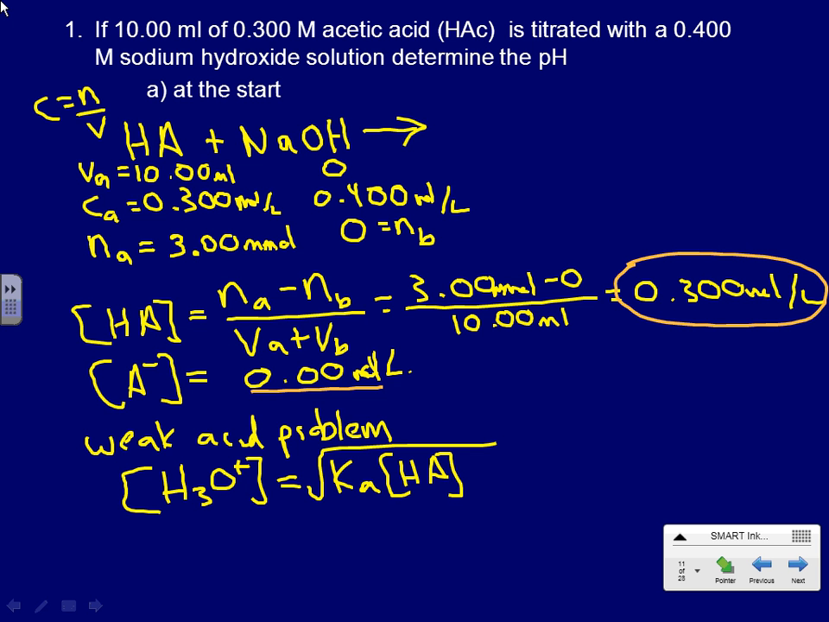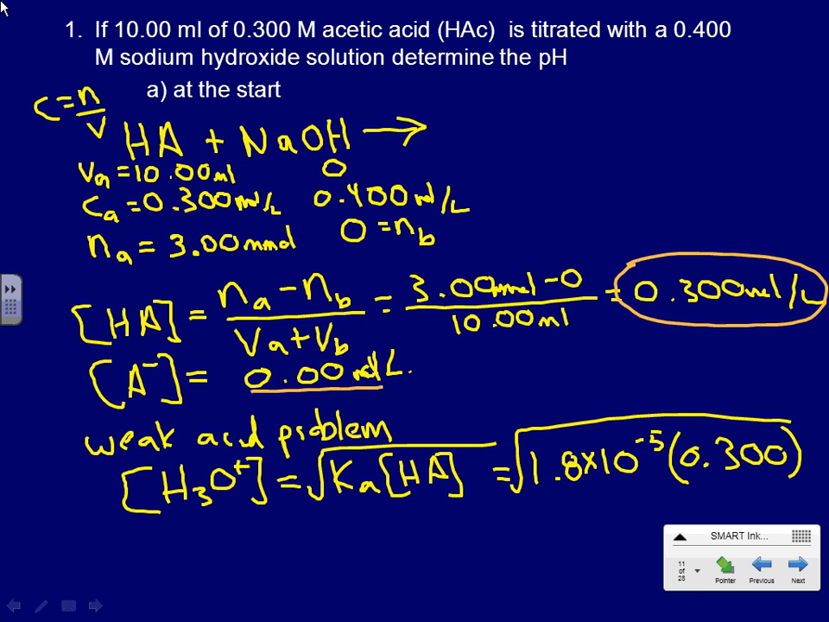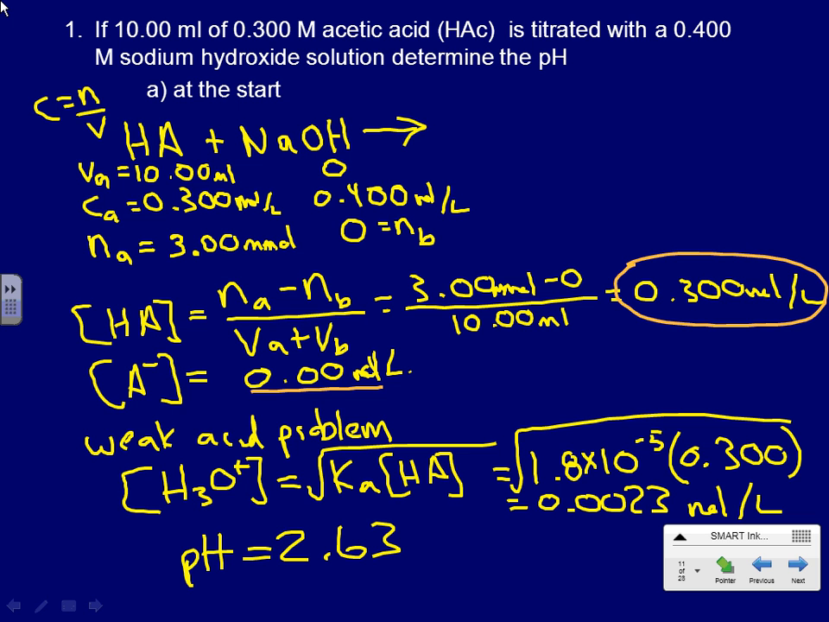So because it's a weak acid and there's nothing else in the water, I'm going to use the weak acid equation. The Ka for acetic acid, 1.8 times 10 to the minus 5. The concentration, 0.300. Now I haven't had a chance to check my math, but hopefully it's correct. 0.0023 moles per liter. And I can take the negative log of that, and I can get the pH of 2.63. All right? So that's at the start, where we haven't added any base.